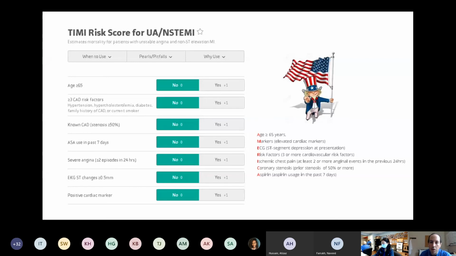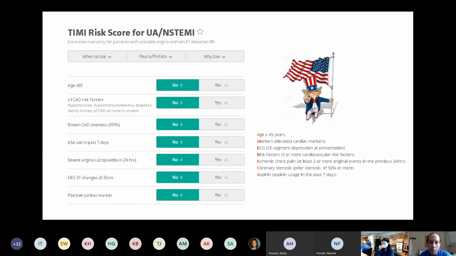An easy mnemonic to remember it is America. So age greater than 65, markers, meaning do they have positive troponins? What's their EKG like? Do they have EKG changes? Do they have risk factors for CAD? Have they had pain in the past 24 hours? Do they have known coronary disease? And finally, are they on aspirin at home? The more points you score, the worse these people do. Their mortality in the next 30 days is dramatically higher.